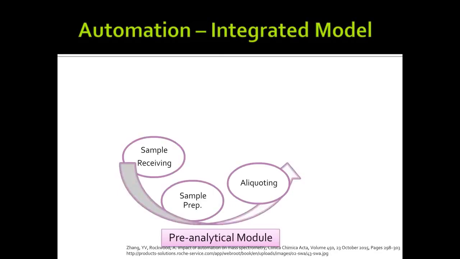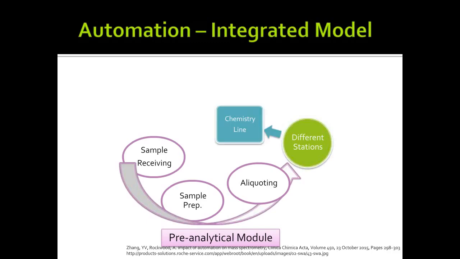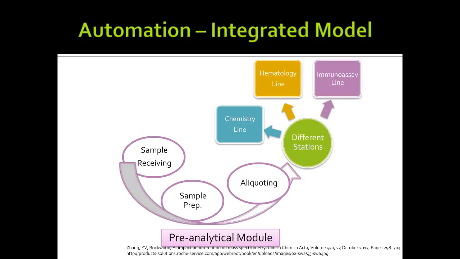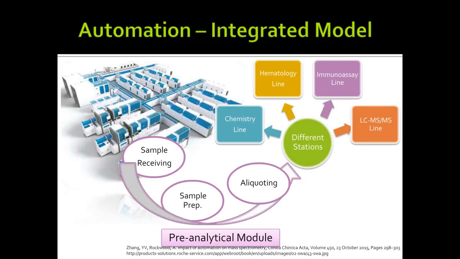Another model I'll call the integrated model. What about separating the pre-analytical part, as sample receiving, sample preparation, or aliquoting, up front in one pipeline? After that, we put samples on different stations. If we need to do chemistry, we use the chemistry line. If we need hematology or immunoassays, we use those, and maybe mass spec can be one of them. That would be a really interesting model to think about, and that would certainly help our system quite a bit.